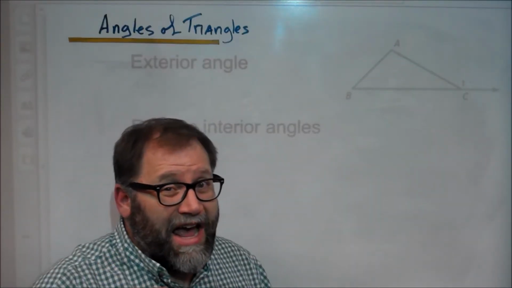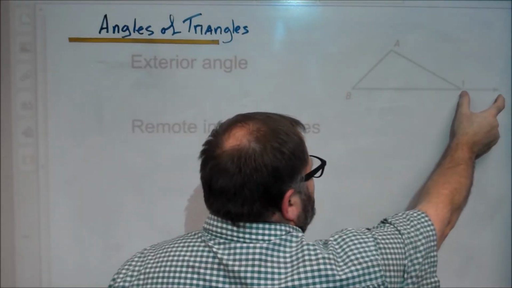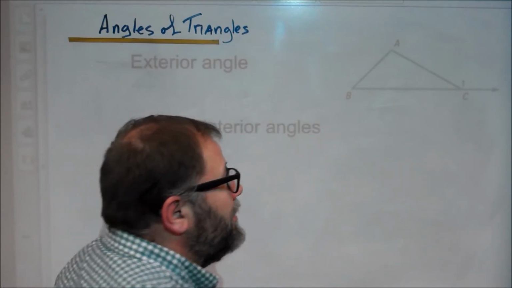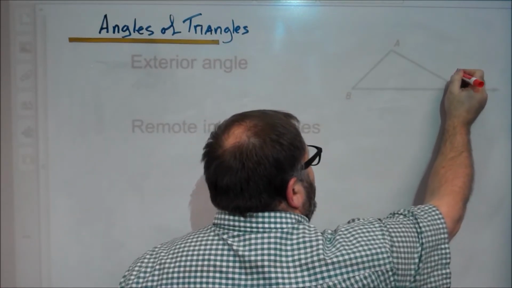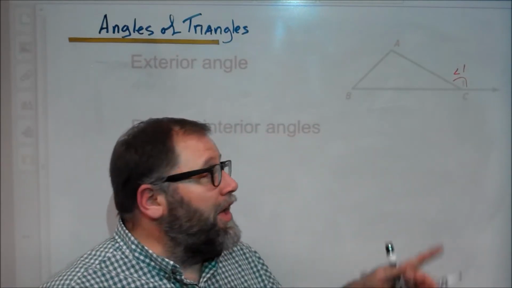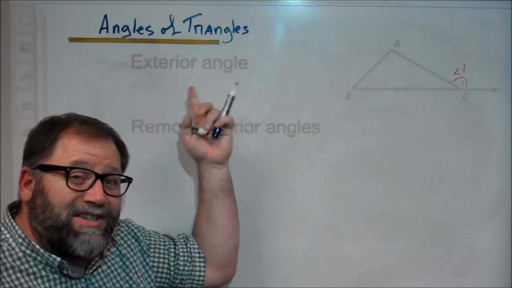Please notice the diagram. Okay, we look up here at this triangle. This triangle has an extra piece to it right here, and it's formed an additional angle. So we have this angle right here, angle 1. Now, angle 1 is not inside of the triangle. Angle 1 is outside of the triangle, and that's why we would describe angle 1 as an exterior angle.